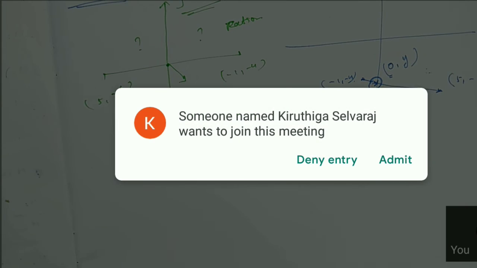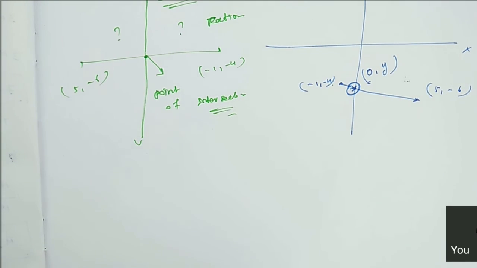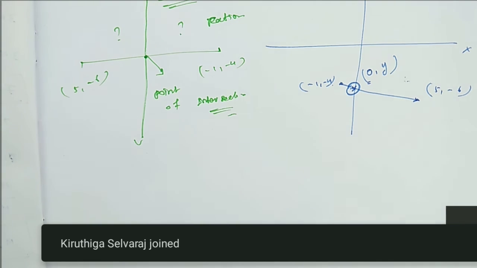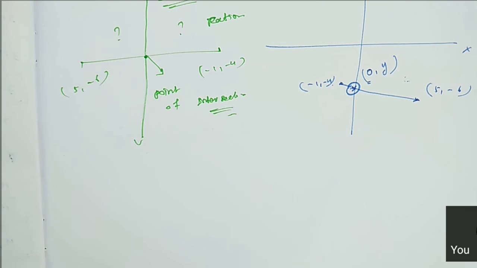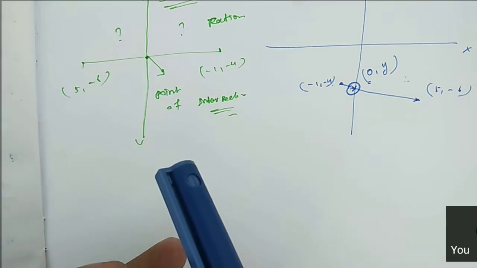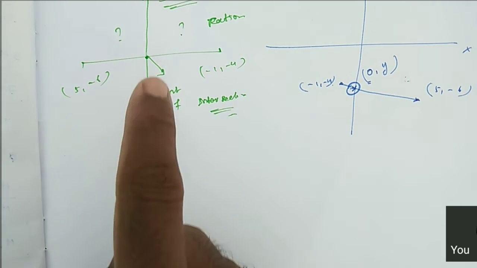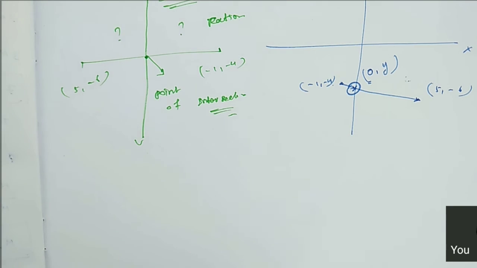Now here they said the y-axis divides the line segment, but they didn't give any other option. They said only intersection. It may be intersected here or here or here. I just drew it in the center one. It is not an exact division. It may be in any ratio. The y-axis can divide the line segment in any ratio, so we should find the ratio.